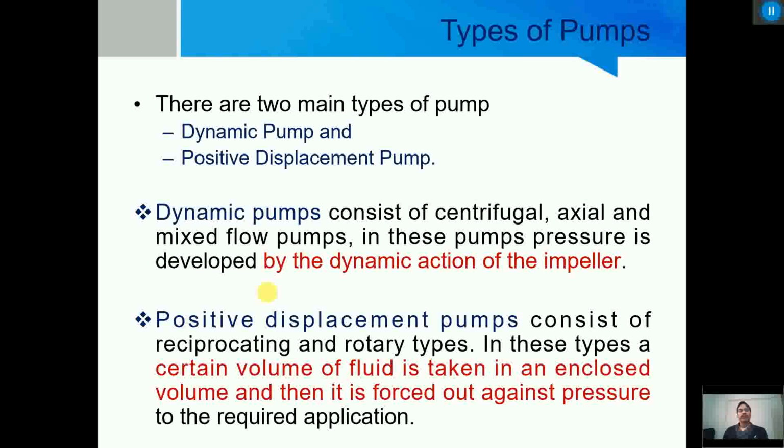So basically, whenever we talk about the types of pump, there are two types of pumps: dynamic pump and positive displacement pump. Dynamic pump is mainly the centrifugal pump. In a centrifugal pump, as we know, the pressure is developed by the dynamic action of the impeller. In case of a positive displacement pump, a certain amount of volume is taken into an enclosed volume and then it is forced out against pressure, as required for the application.